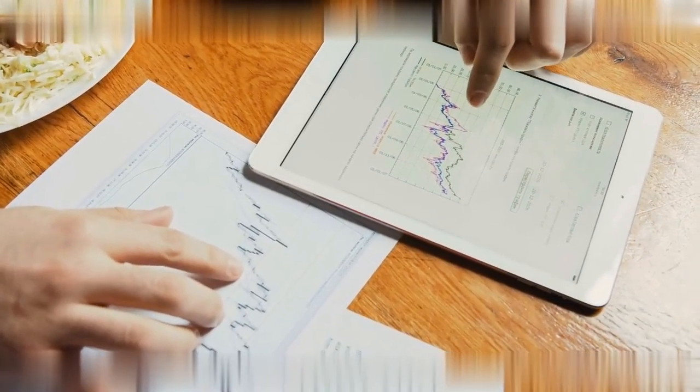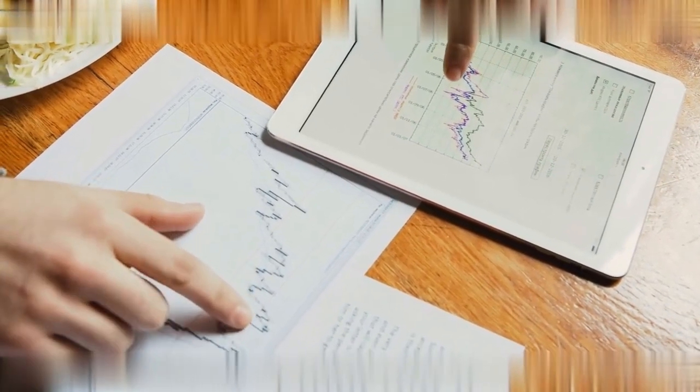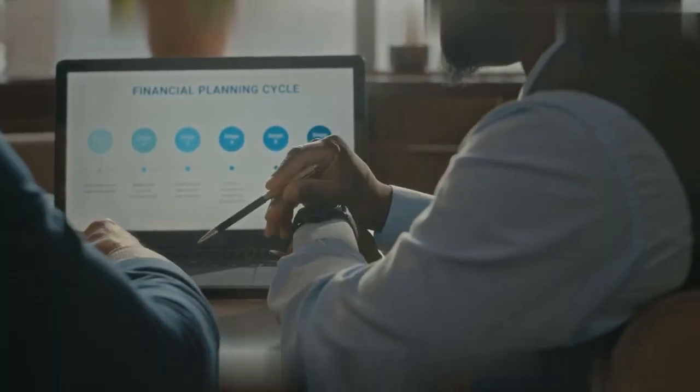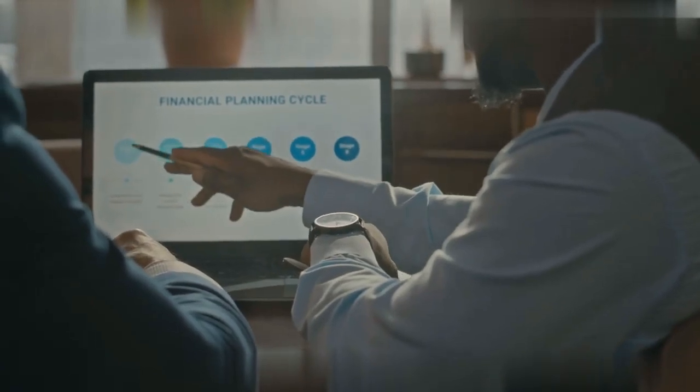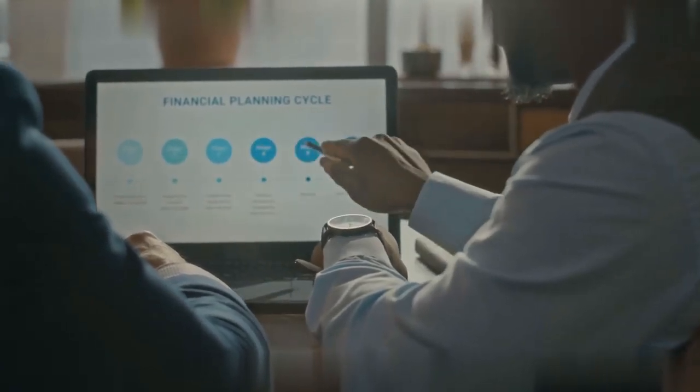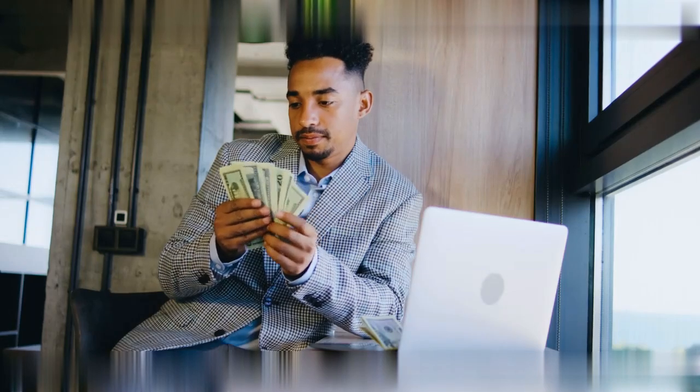Next, let's discuss the types of funds that suit different goals. For wealth creation over the long term, consider large cap or multi-cap funds. They invest in established companies and have a track record of stability. If you're looking for aggressive growth, small cap funds can be a great option, but they come with higher volatility.